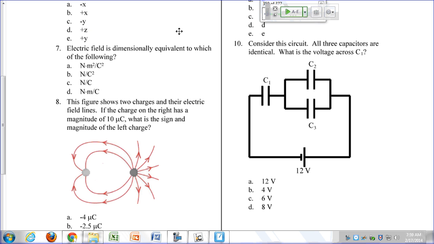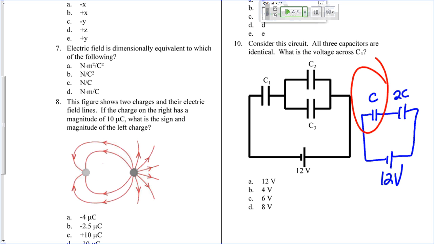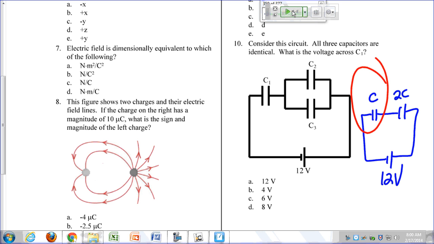All right, look. Let me just redraw it. I'll give y'all one more chance, but let me redraw it here. So we have C1, which I'll just call C. It has a capacitance C, and then I have another capacitor here which has a capacitance 2C, because I just add them up when they're in parallel, and I have 12 volts. And I want to know what is the voltage across this capacitor. Oh, we just did this problem. What is the voltage across that capacitor? It is either B or D.